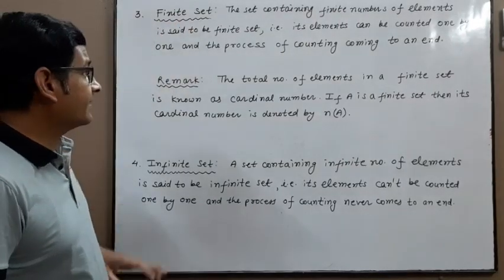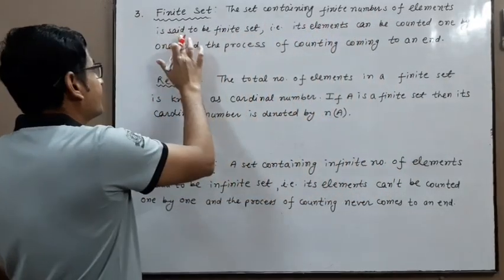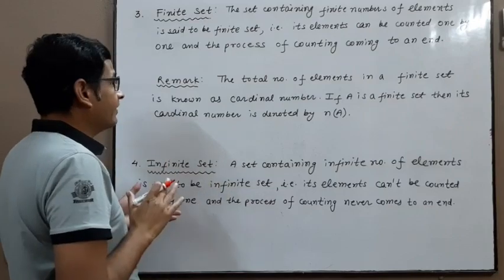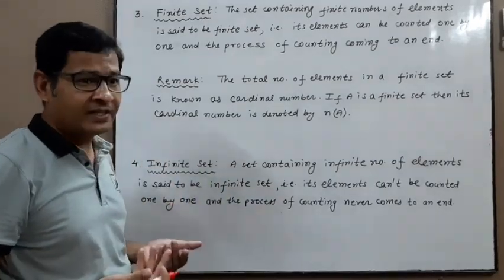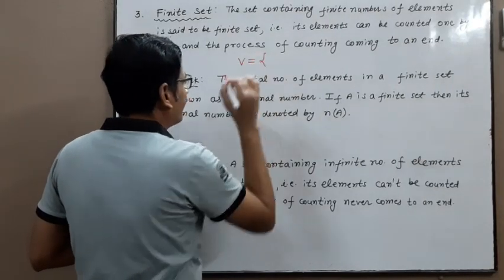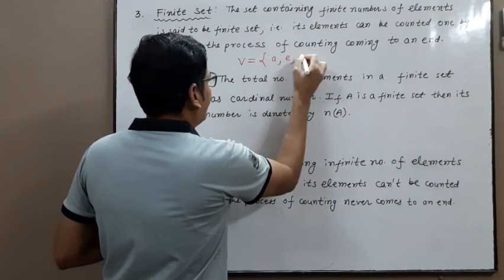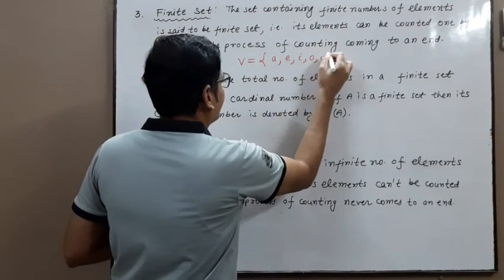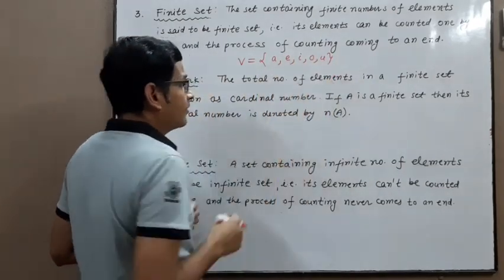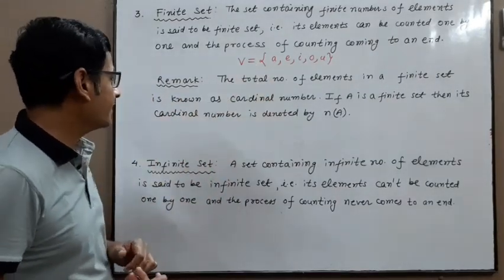Third, finite set. The set containing a finite number of elements is said to be a finite set. That is, its elements can be counted one by one and the process of counting comes to an end. For example, the set of vowels of English alphabets: a, e, i, o, u. Now start counting: 1, 2, 3, 4, 5. So counting comes to an end. So such type of set is called finite set.